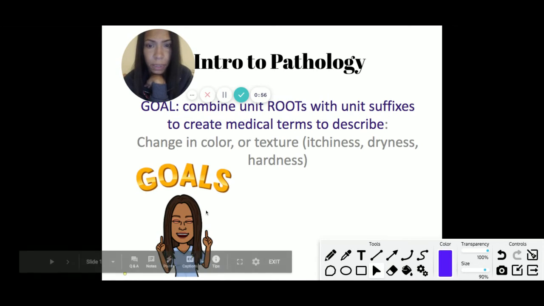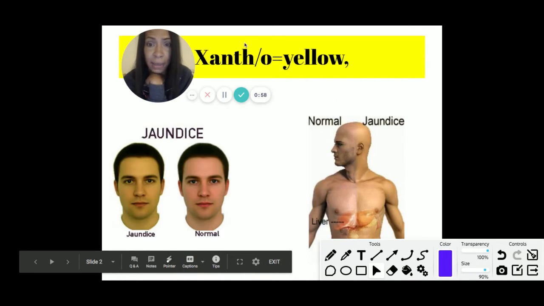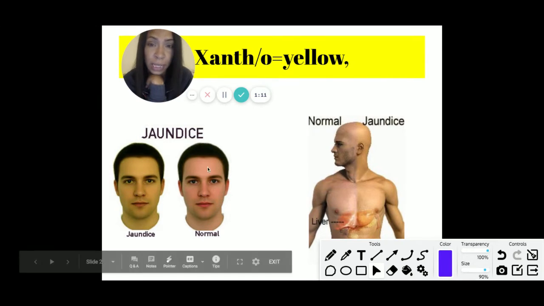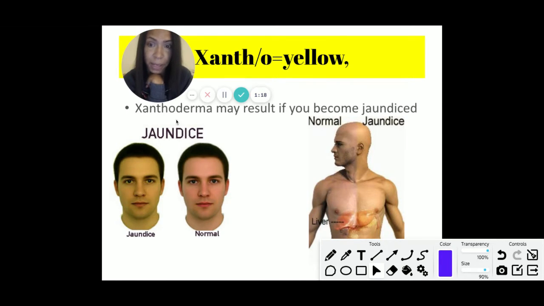Okay, so we'll look at xantho. Xantho starts with an X, but it has a soft Z sound. Xantho means yellow. I could look at a skin condition or a person and say that they have kind of yellowish skin. I would never write just xantho because that's not a full word, but I might use the term xanthoderma. Derma is one of our suffixes, and that means skin. So this literally translates into skin that appears yellow.